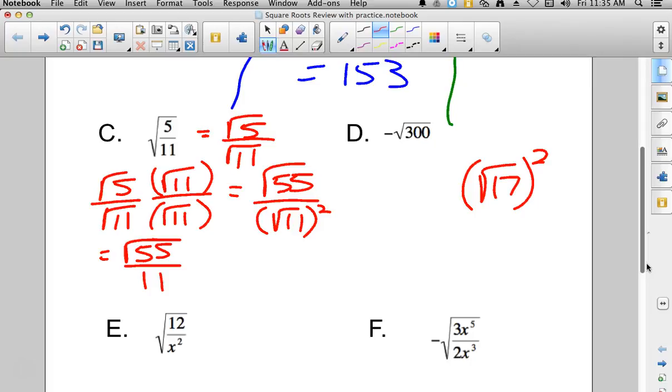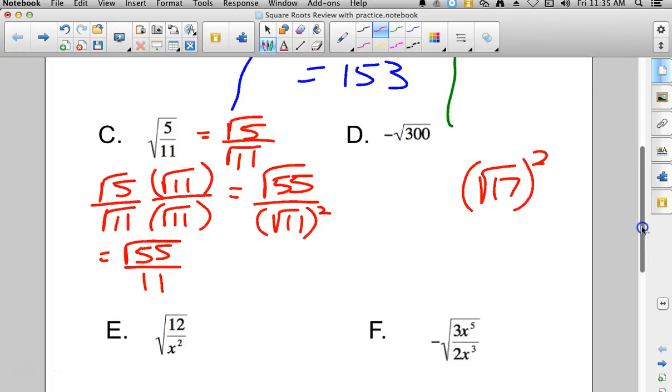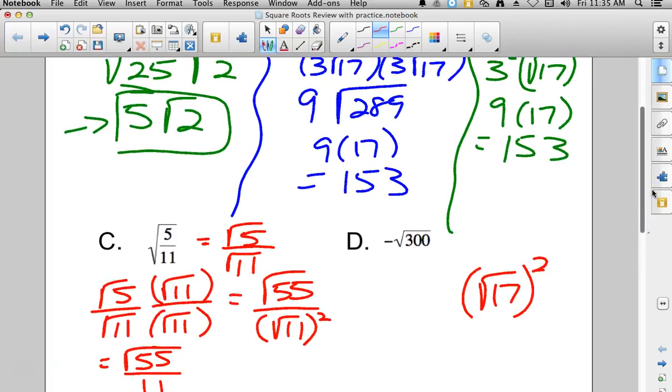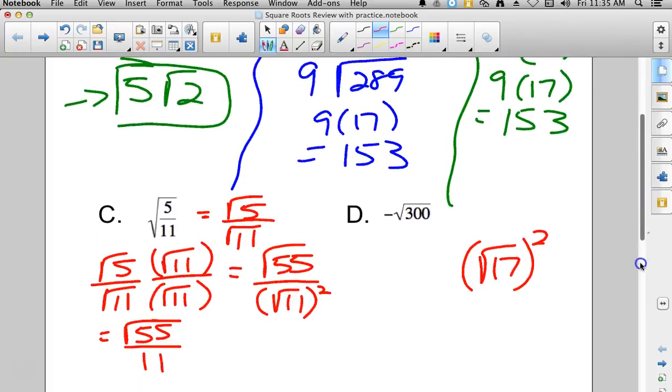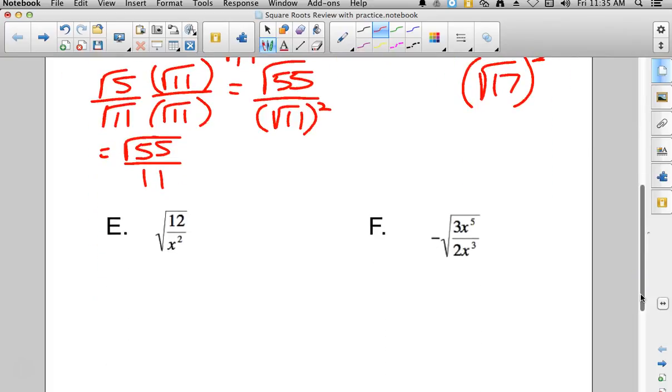And then I say to myself, self, are there any nice perfect squares that are going to divide into 55 nicely? There's nothing on that list over there that we had of the 4, 9, 16, 25, 36. Oh, I had to erase it to do the green part there. None of that's going to go in there. So that one's done. Nothing else we can do with that. Square root of 55 over 11.